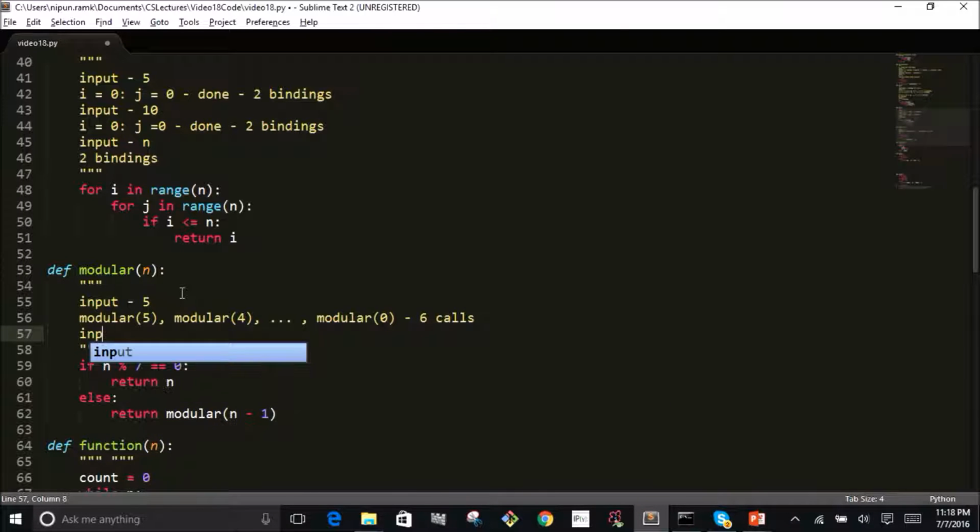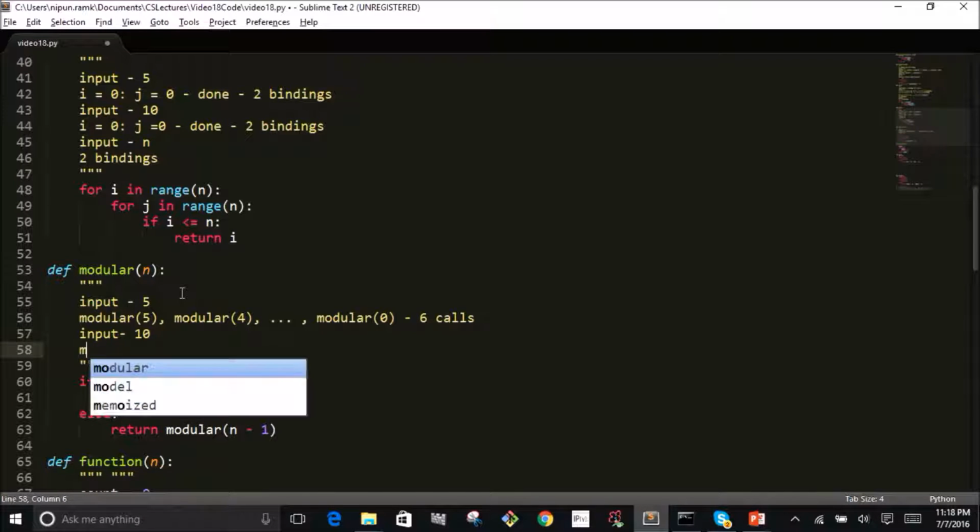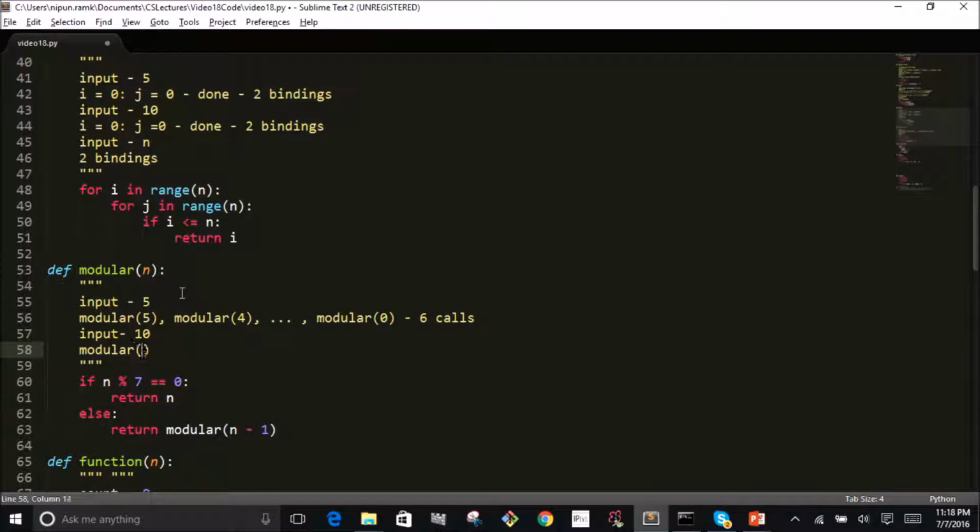Okay, now what if we have our input as 10? Our next test case in most of these examples. So we have modular of 10, modular of 9, and then we're going to go all the way down to modular of 7. And then we're done, because 7 is divisible by 7. So this ends up with, sorry, not 5 calls, 4 calls. Can't subtract today. Okay, so there are 4 calls. And that's interesting: as we increase the input, we actually decrease the number of calls.